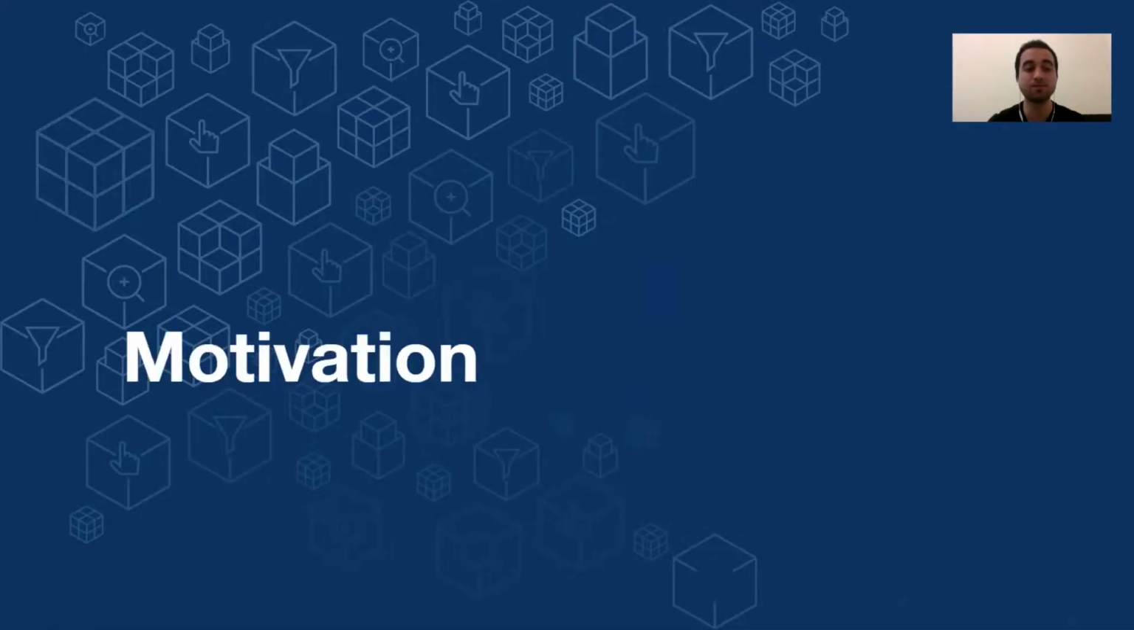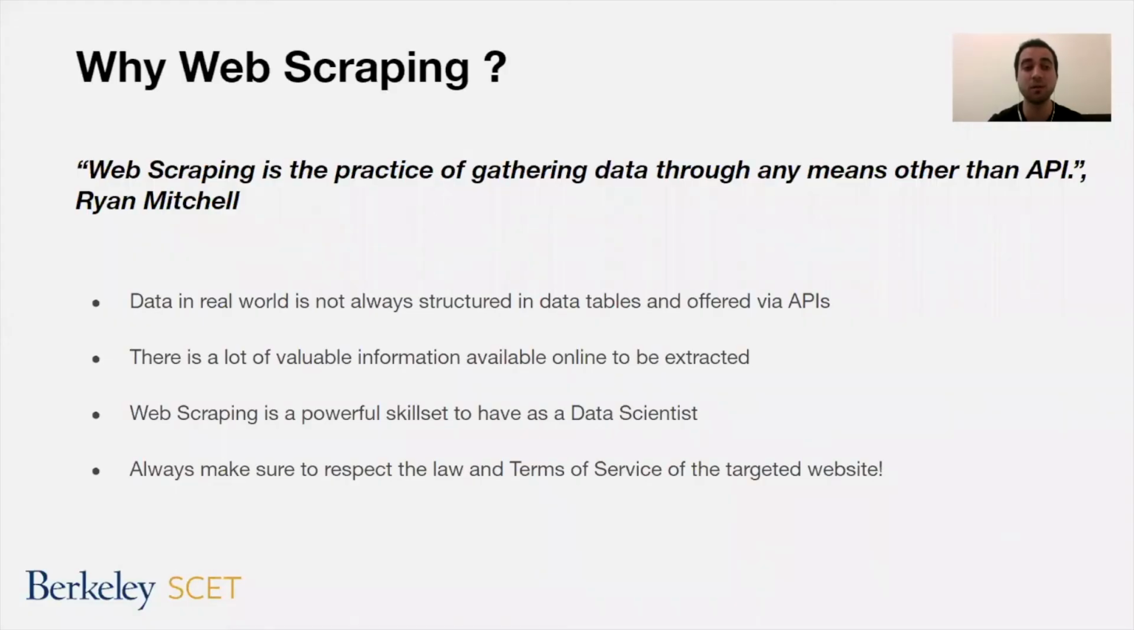So let's start. What is web scraping and why do we need it? One definition given by Ryan Mitchell is, web scraping is the practice of gathering data through any means other than API. In other words, web scraping is a collection of data directly from the website HTML code. It is a very useful method because data in real world don't always come in structured data tables, and we don't always have APIs. Actually, if an API is available, we should definitely use it instead.